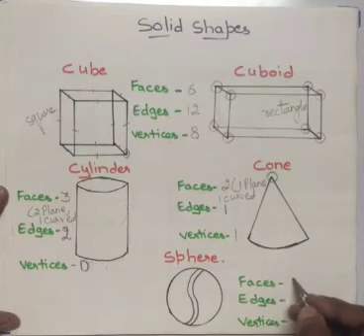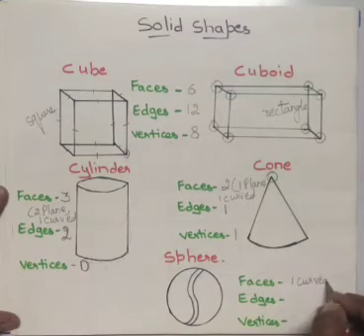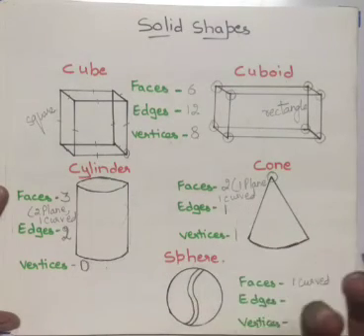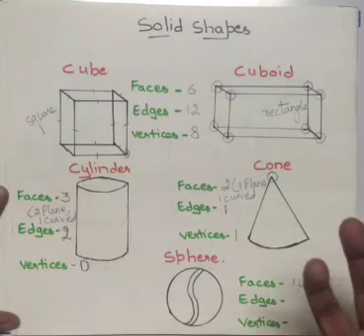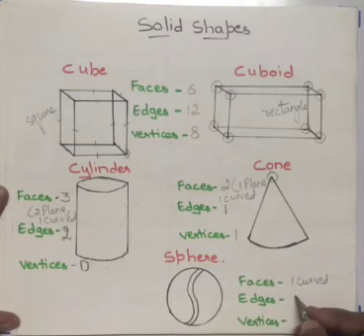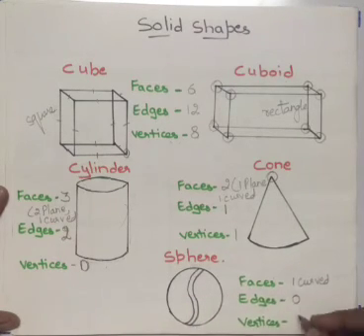Now then sphere. A sphere has 1 curved face. You have seen a ball, that is the shape of a sphere. It has 1 curved face and 0 edges, it doesn't have any edges and no vertices.